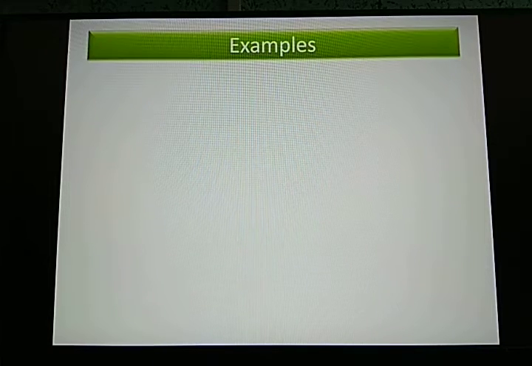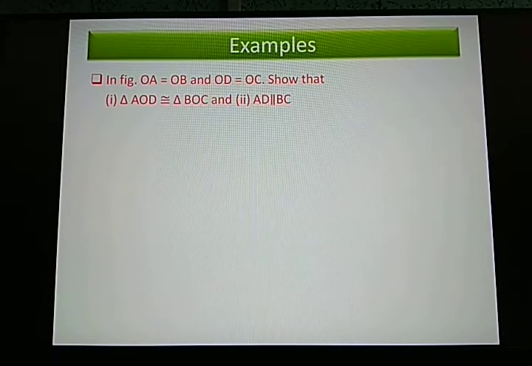Hello everyone. Today in this video we are going to discuss some of the examples in which we are going to apply the different congruency criteria that we have learned in our last class. So let us begin. The first example says that in the figure, so let us see what the figure is.